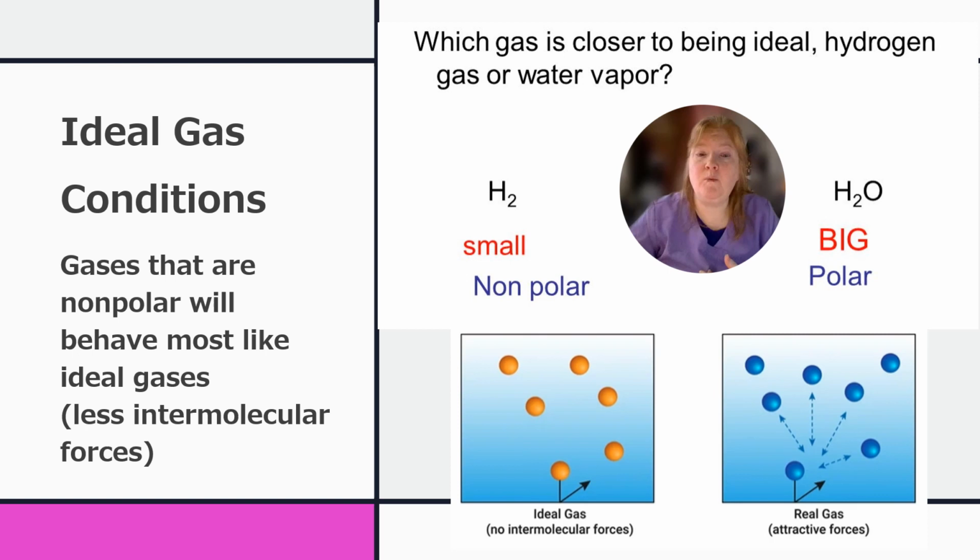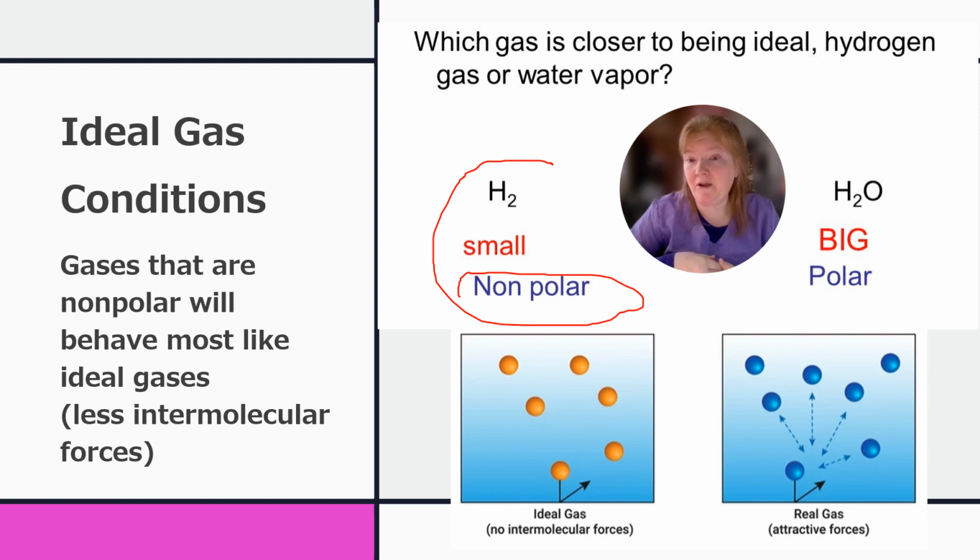When else? Well, when I'm looking at gas molecules that are non-polar, because non-polar molecules have the weakest intermolecular forces. So if a molecule is non-polar, it is more ideal than polar. Remember, polar, they have partial positive and partial negative, so there's stronger attractions.